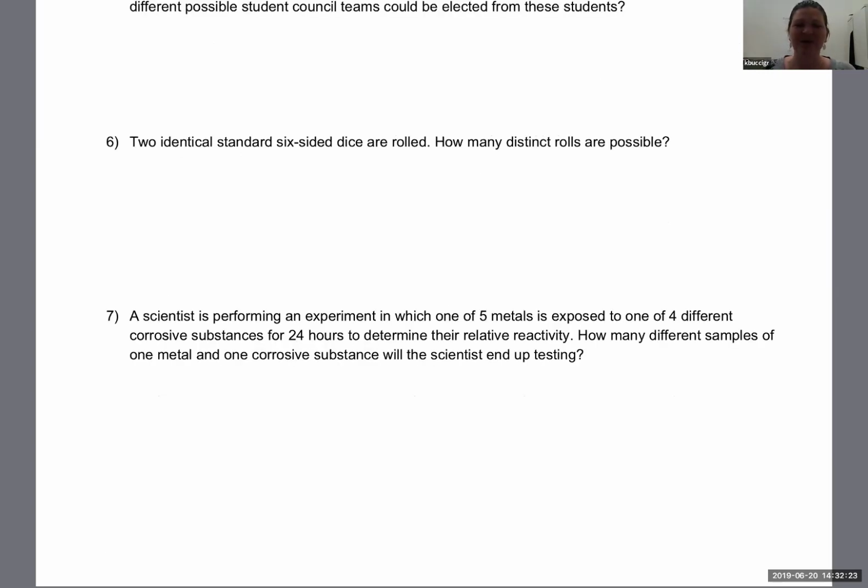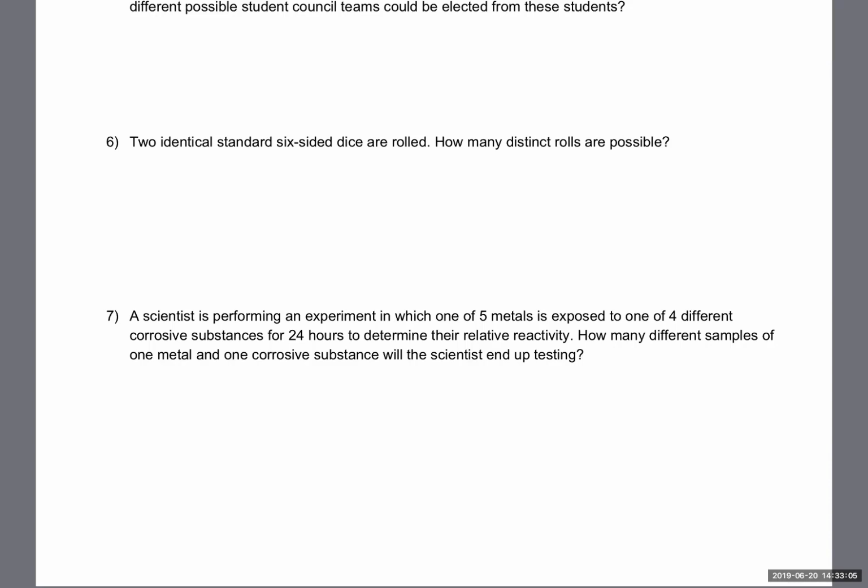So number 6, 2 identical 6-sided dice are rolled. How many distinct rolls are possible? 6 times 6. Good question. So it's 6 times 6 if order matters. And it is the other way around, the way we were counting before, if order doesn't matter. So let's think about it right now. Is rolling a 1-6 the same as rolling a 6-1? Look at the phrasing of my question. Do you see how it says how many distinct rolls are possible?